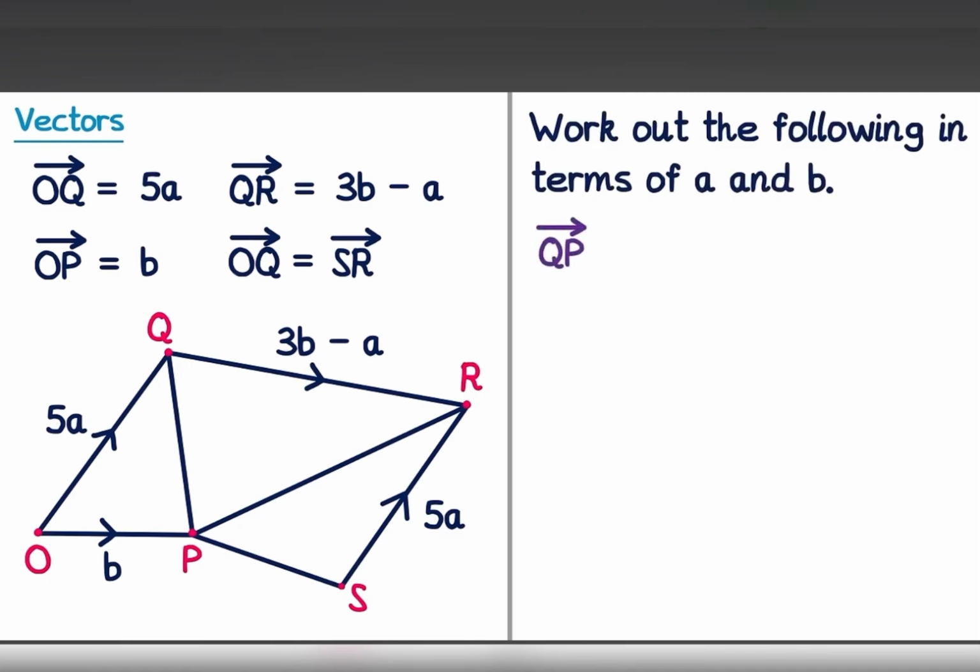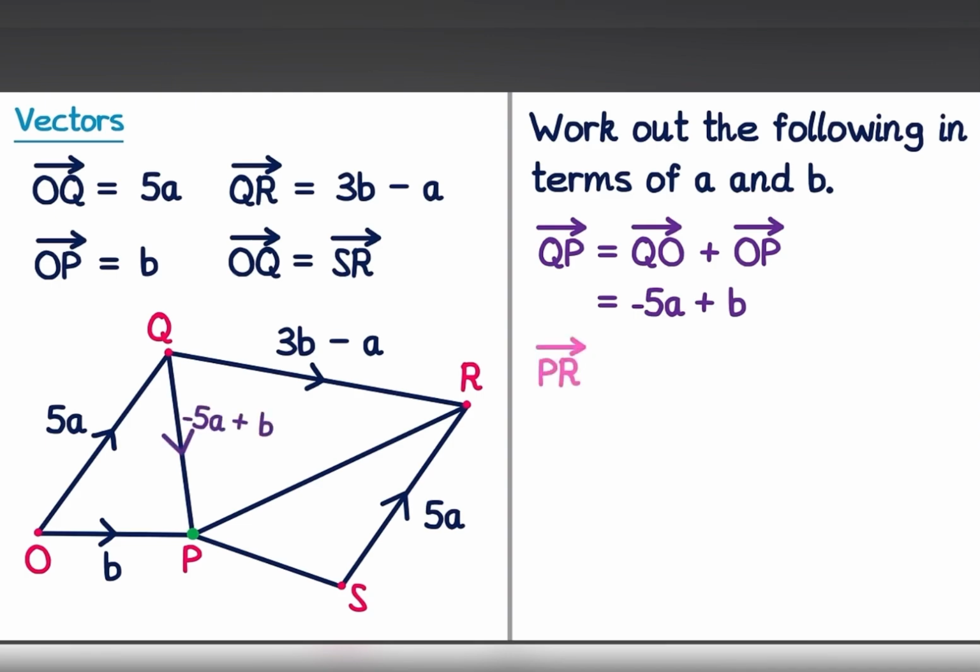First, we have to work out QP in terms of A and B. Q and P. Look very carefully at the diagram. What is the direction from going Q to P? QO, QO plus OP. Yes or no? We are moving in the opposite direction. That's why it would be negative 5A. And for OP, it would be positive B because we are moving in the same direction. The first task was easy. Let us move on to the next task then, learners.